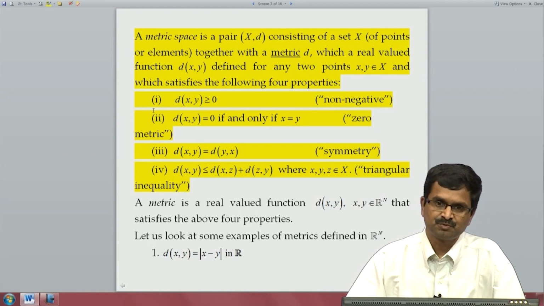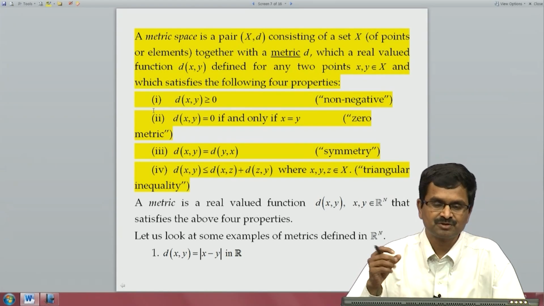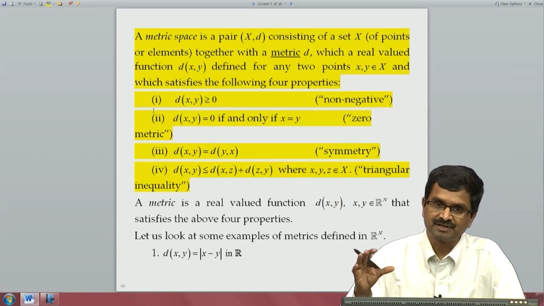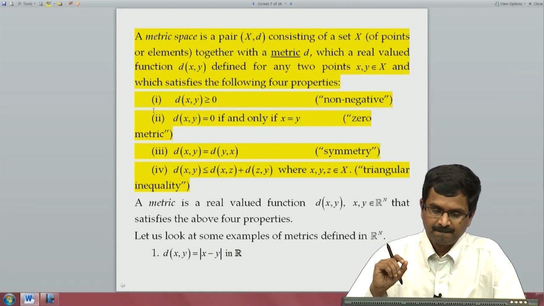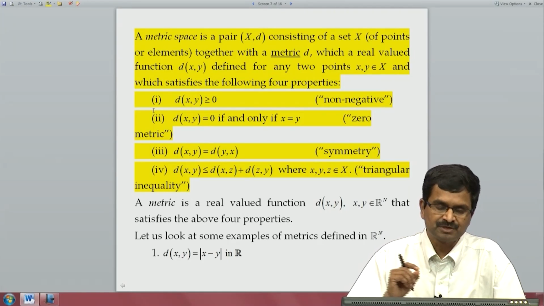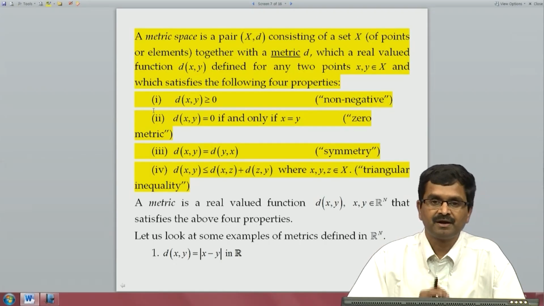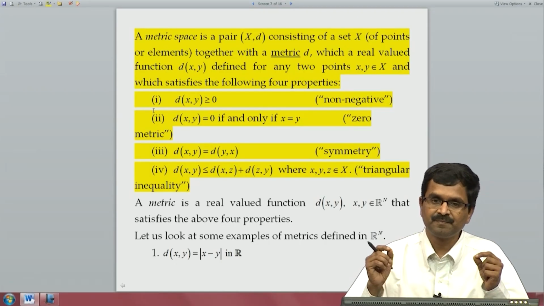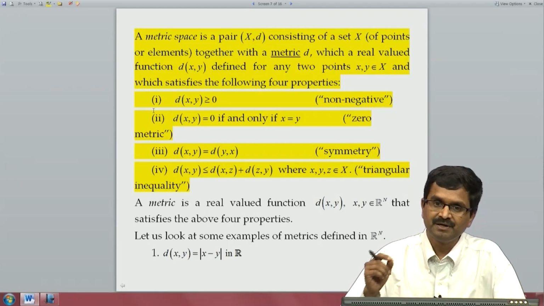So, a metric space is one where for every point in that space, x belongs to the elements of that space, there is a distance metric defined. And this metric has to satisfy 4 properties which are listed here. First of all, this distance has to be non-negative. Distance between 2 points cannot be negative. It can be 0, but it cannot be negative.